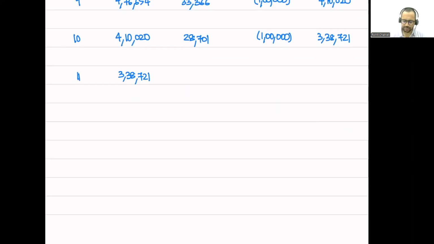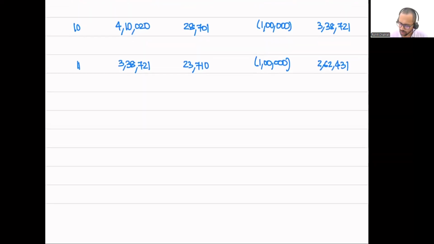All right, I then have year 11, which starts with 3,38,721. I then have interest that I will calculate at the rate of 7%, which is equal to 23,710. I have a payment which I will deduct of 1 lakh rupees, and my closing balance will be 338,721 plus 23,710 less 1 lakh, which is going to be equal to 2,62,431.